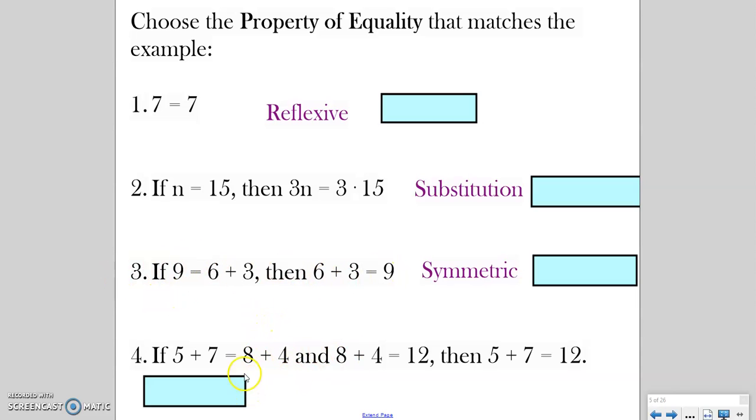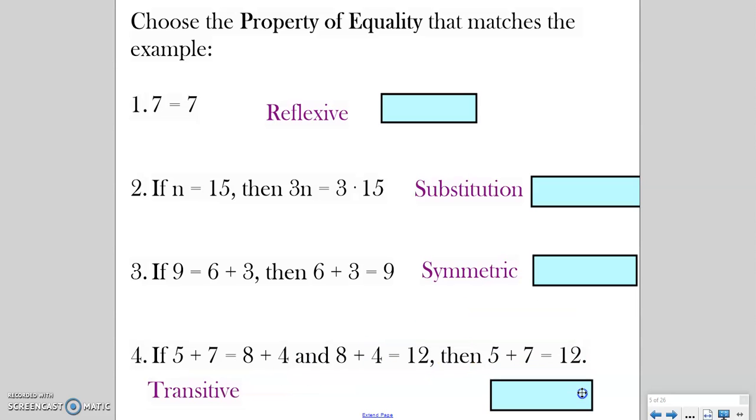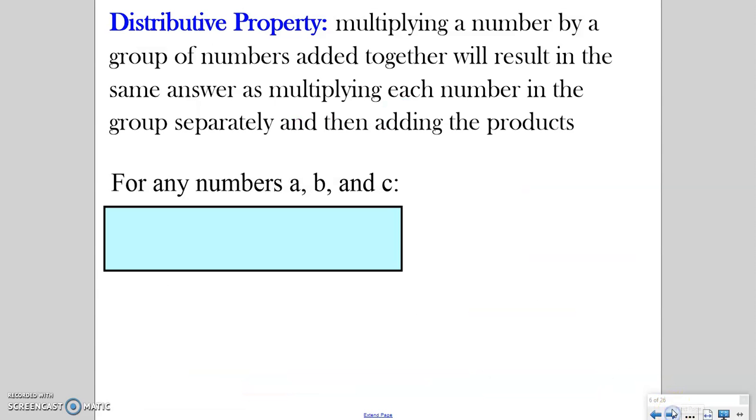And then with this one, it's showing you 7 plus 5 and 8 plus 4, they equal each other. And when you simplify them, it gives you 12 and 12 for each. So that's transitive. All right. So let's go into distributive property.